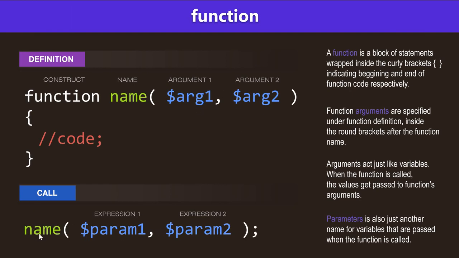And when we call a function, we use the function name, again the round brackets, and inside we have the parameters separated by a comma, and the parameters are the actual values for the arguments. So these parameters are going to be passed over to the arguments, and inside the function's code they're going to be modified or printed out or whatever.